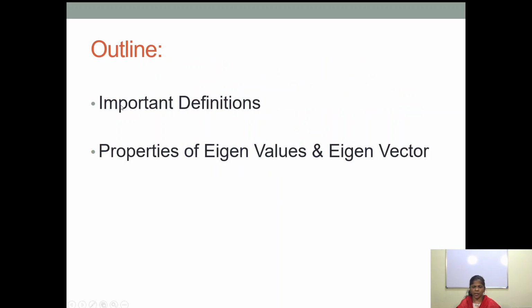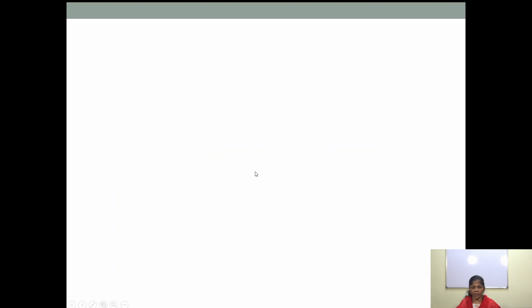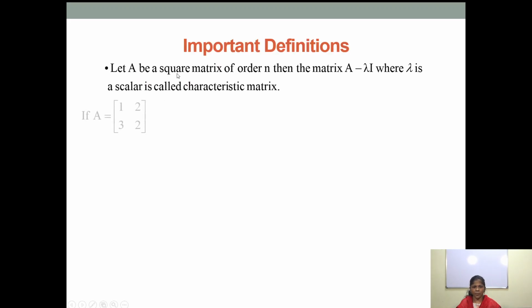Here we'll see the important definitions, and then we'll discuss in brief the properties of eigenvalues and eigenvectors along with examples. So let us start with the definitions. Let A be a square matrix of order n. Then the matrix A minus lambda I, where lambda is a scalar and the order of I is the same as that of A, is called a characteristic matrix. Remember, for getting the characteristic matrix, the matrix A must be a square matrix.